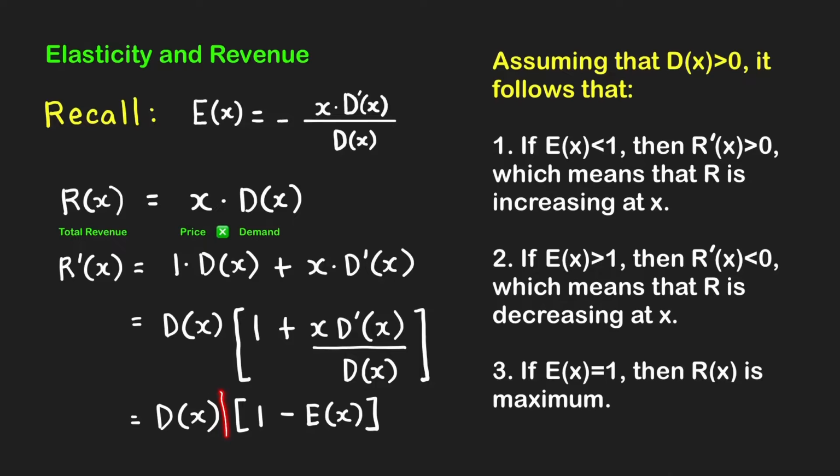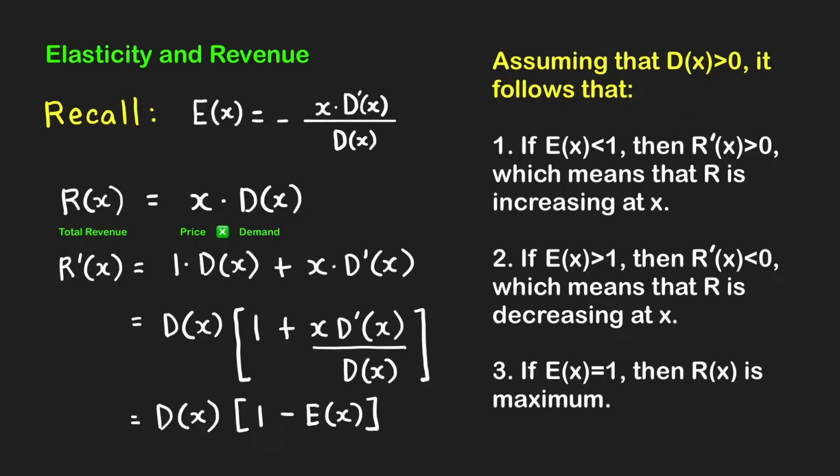Then, assuming that this demand function is always greater than 0, we'll get the following relationship between elasticity and revenue. First, if the elasticity of demand at the price x is less than 1, then the value of this one is less than 1. So this 1 minus E of x here will be positive, greater than 0. It's like 1 minus a number less than 1, like 0.9, you'll get 0.1, which is a positive number. Multiplying it with a positive demand, we'll get a positive product. Therefore, the derivative of the revenue function is greater than 0.